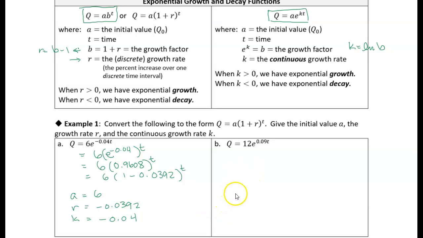I'm going to suggest that you pause the video here and give it a try on your own, and then restart it, and I'll go through it with you if you want to check your answer.